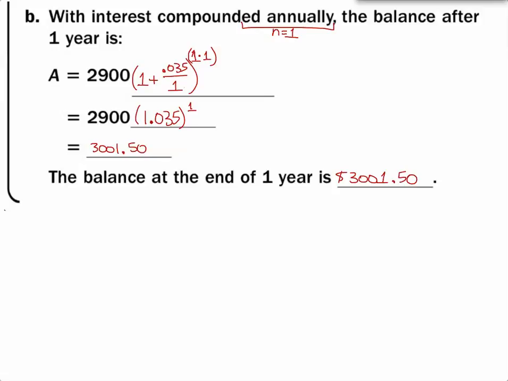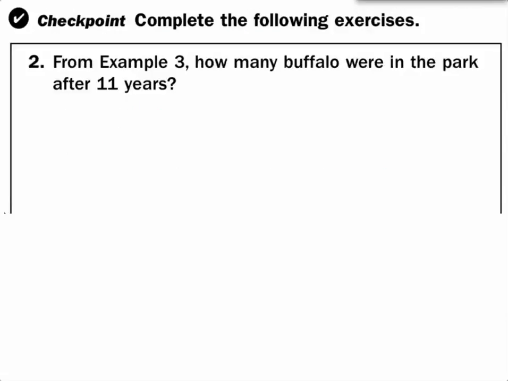Let's move on to the checkpoint. It says, from example 3, how many buffalo were in the park after 11 years? Oh, goodness. Okay, so we know from before that there's a formula for the amount of buffalo in the park. And that is, oops, wrong letter, sorry.